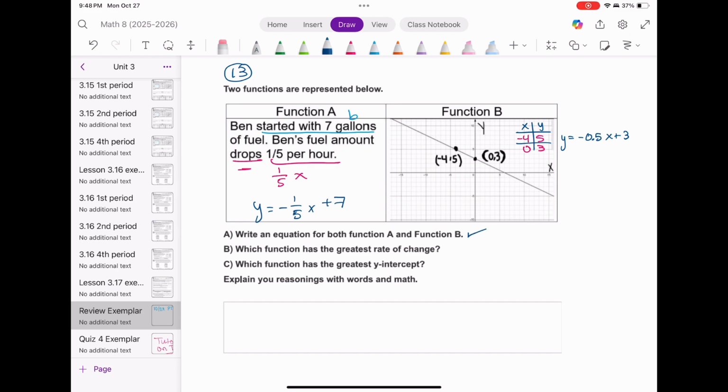So you saw me calculating the equation for function B. And then for function A, all you have to do is read and label. The question for B is, which one has the greatest rate of change? So to be able to compare, we're going to ignore the negatives. Okay, just look at your number and think which number is bigger, 0.20 or 0.50. And 0.50 is bigger, so that means that function B has the greatest slope, the greatest rate of change.